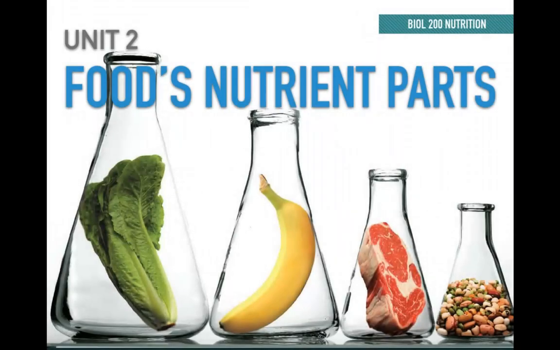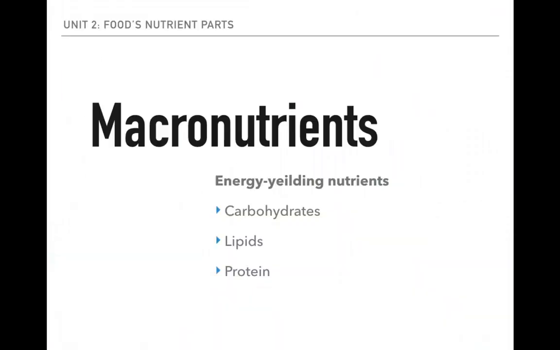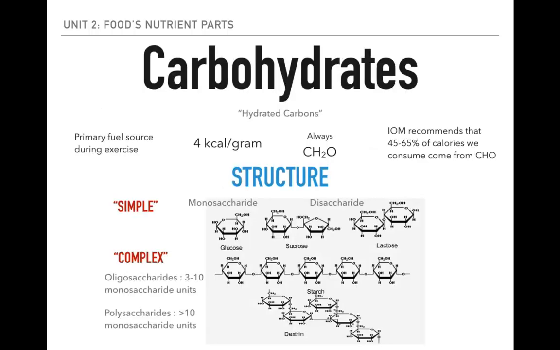All right, welcome to Unit 2, where we'll talk about food's nutrient parts. We're going to start off talking about macronutrients. These are your carbs, your lipids, your proteins, what we call energy-yielding nutrients, which means that they end up yielding calories, or they're used to produce ATP, or energy for our cells. And then we'll take a look at the micronutrients shortly after this.